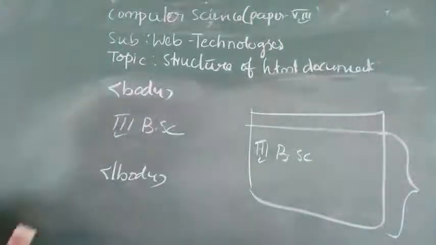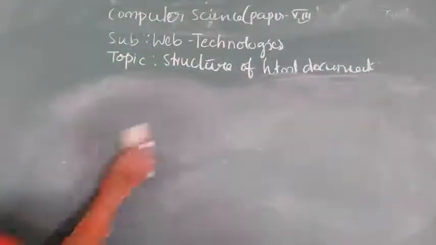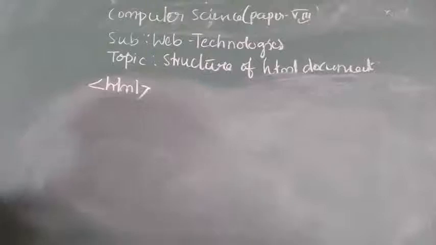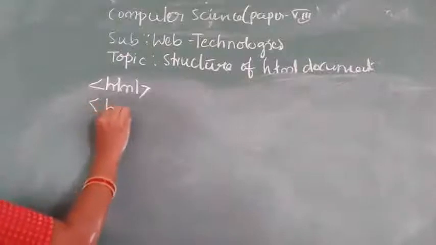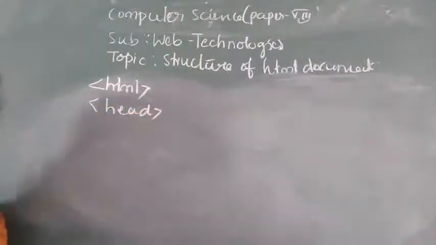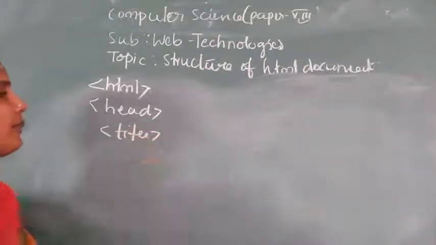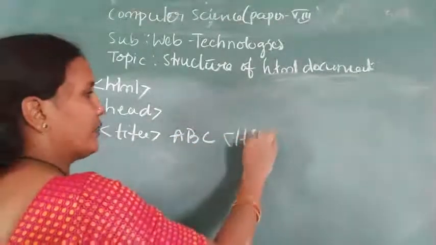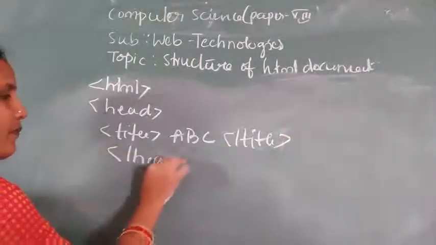Okay, so here I'll give you the complete structure of an HTML document. See here, an HTML document starts with the HTML opening tag, and all the remaining tags should be included inside the HTML opening and closing. After that, we write the head section. Head section starts with the head opening tag. Inside the head tag, what do we write? Title. Example, ABC is my web page title. Next, close the title.